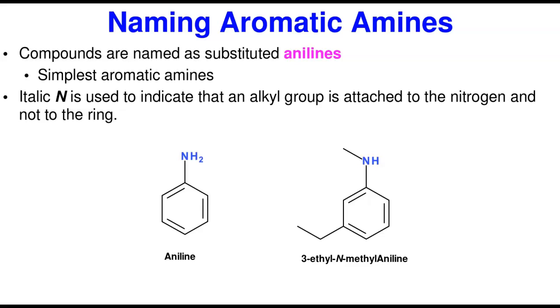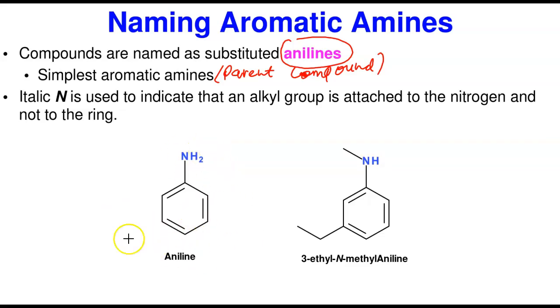Before we do that, let's talk a little bit about aromatic amines. I know I've already made a few comments about them. Aromatic amines are compounds that are derived from aniline, so they are named as substituted anilines. All their names must end in aniline. Aniline is the simplest aromatic amine, or you can say it's the parent compound of the group. Now, italic N is also used to indicate that an alkyl group is attached at the nitrogen, just like we did for aliphatic ones. If anything is attached at the nitrogen, you also have to say N.